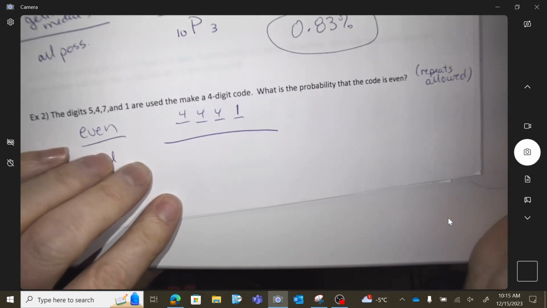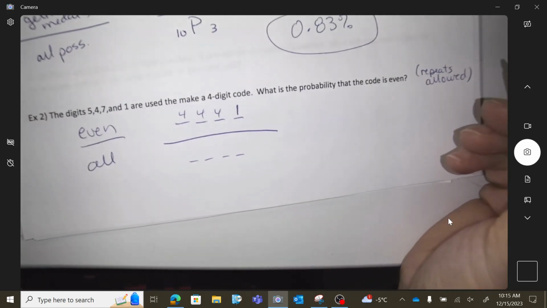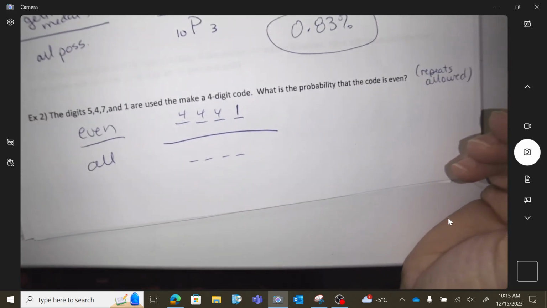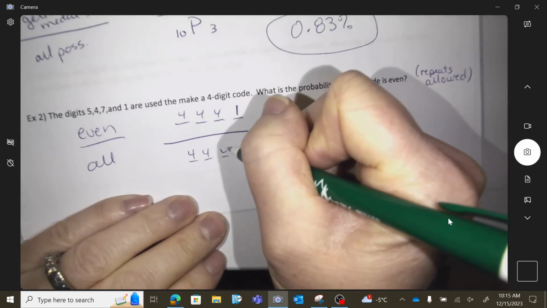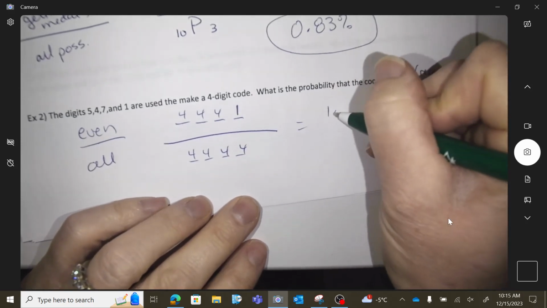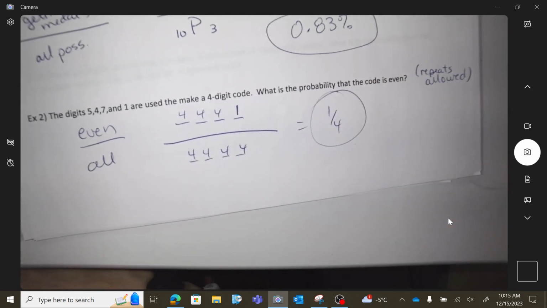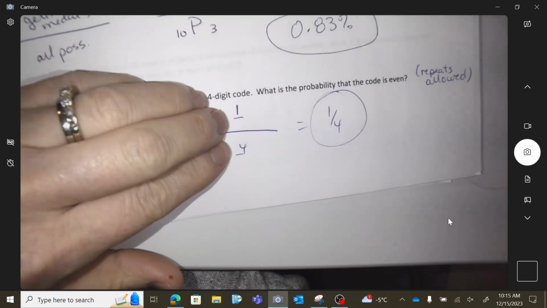Divided by, okay, what's the all possible? This isn't even anymore. It's just anything. What could be any code? 4, 4, 4, 4. Okay, you can divide that, but you know what I did? I canceled, I canceled, I canceled.